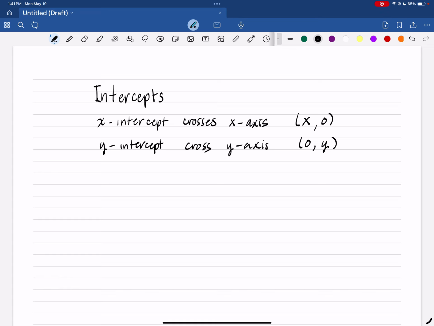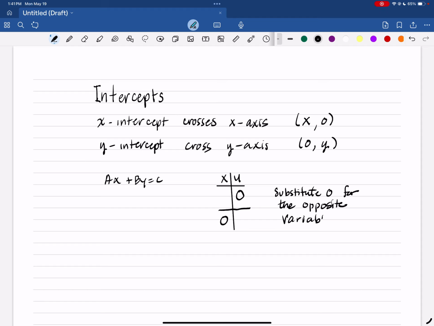So in order to find the intercepts, especially if it's in ax plus by equals c format, I say you just make this little table. You're going to do x, y, where y is 0 and where x is 0. So in other words, we're going to substitute 0 for the opposite variable. So to find the y-intercept, you'll substitute the 0 for the x, and to find the x-intercept, you'll substitute the 0 in the y.